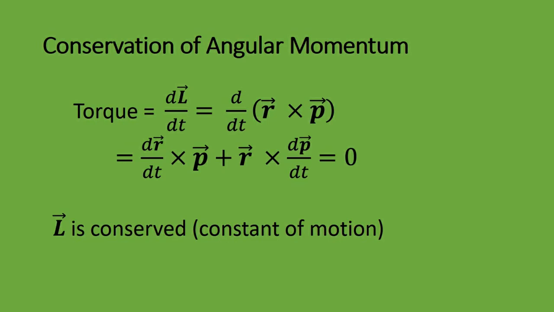And here we prove that the derivative of angular momentum with respect to time is 0, which means angular momentum is conserved. Conserved means it's a constant of motion. It doesn't change with time. And that's an important result in our case.